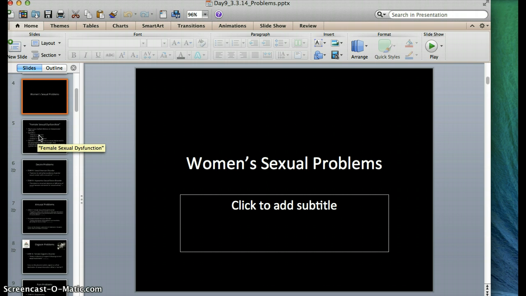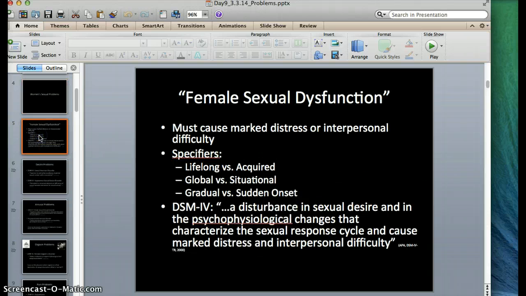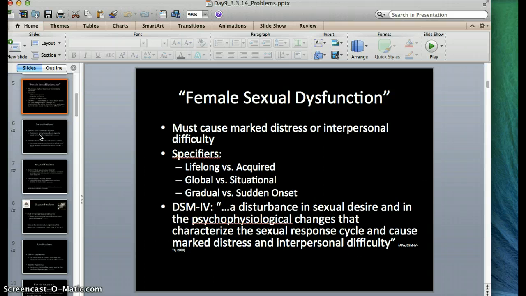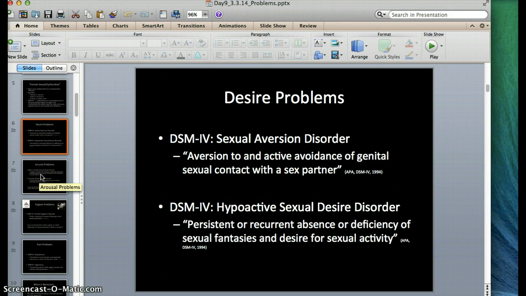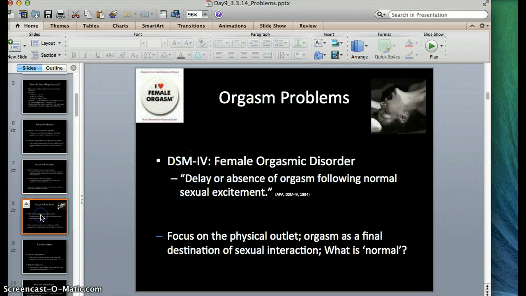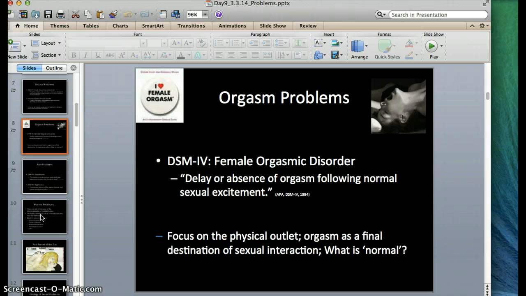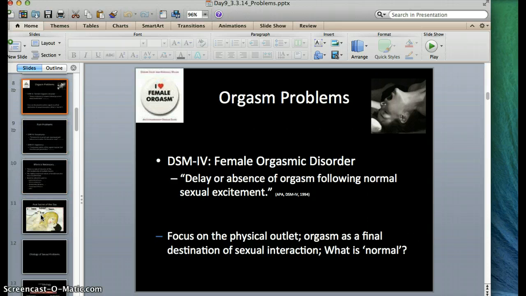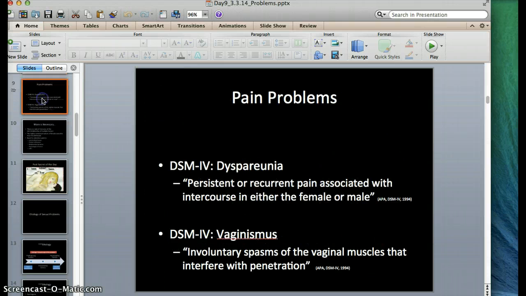So we'll talk first briefly about women's sexual problems. I'm really only going to focus, when I go through these slides, only on the things that will be relevant for the exam. This is just the DSM with how they define female sexual dysfunction. These are the desire problems and arousal problems that occur. Some of the weaknesses of these are that they really focus just on the physical. They kind of ignore the relational or situational factors that might contribute to arousal. Then this is the orgasm problem that's in the DSM. Again, it really focuses on that physical outlet.